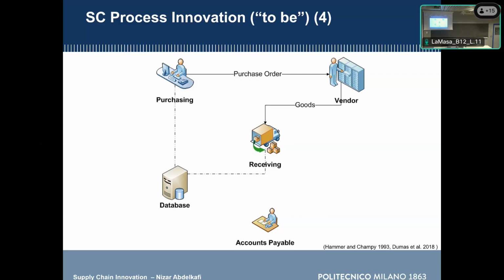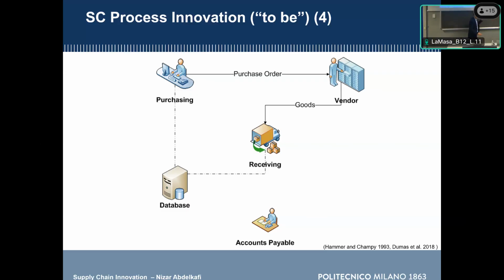The accounts payable itself has, of course, access to the database, right? What can they do? They can verify. So, actually, this is very important. The accounts payable may not even wait for the invoice. The received documents, the delivered ones, are matching with the purchasing orders. Okay, so we can directly trigger the payment.